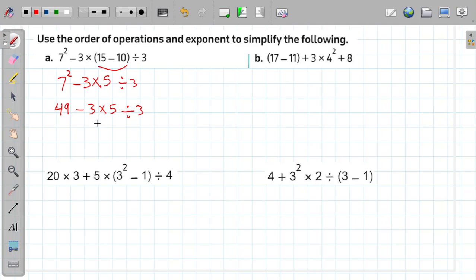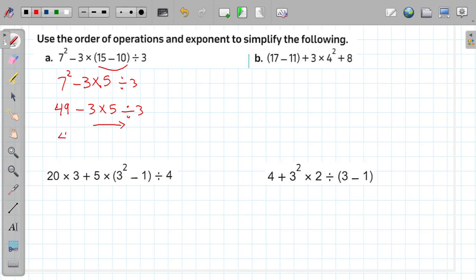Next, we do the multiplication and division operations. So I have here multiplication and division, so we do them from left to right. 3 times 5 equals 15. 15 divided by 3 equals 5.